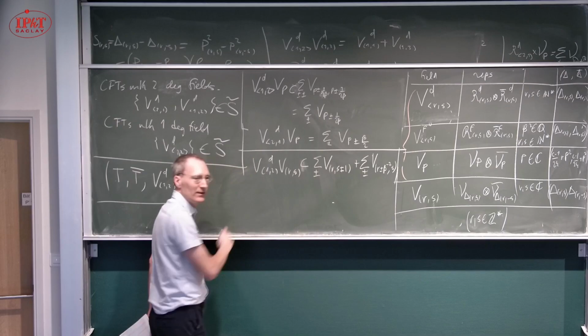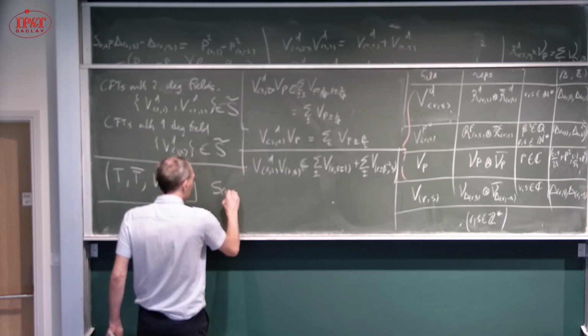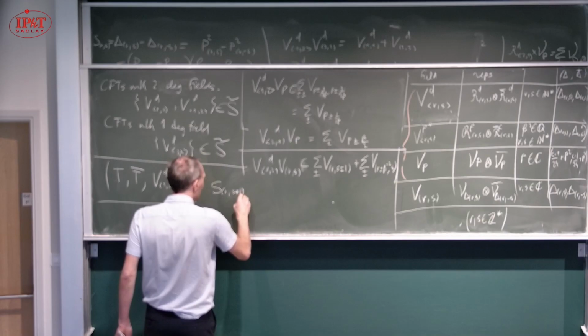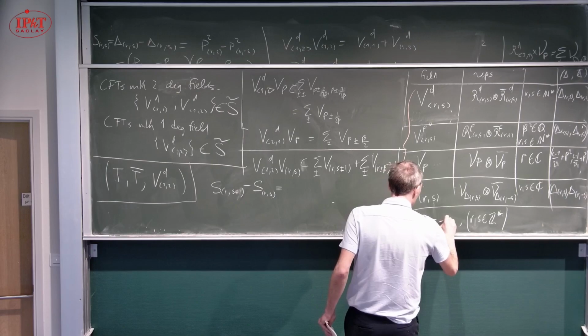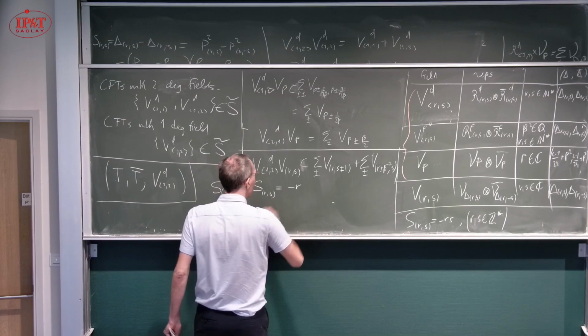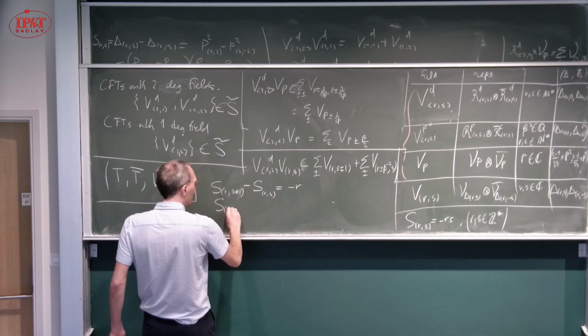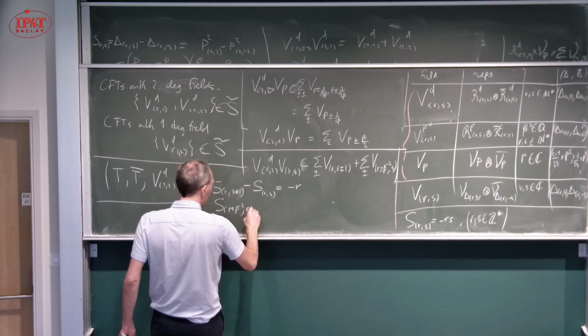So the spin of this field, let's say F plus 1 minus spin RS, well, it's pretty easy to compute if you remember that the spin RS is just minus RS. So the spin difference should be minus R. And then the spin difference for the other one, plus beta minus 2 S minus RS, should be minus S beta minus 2.